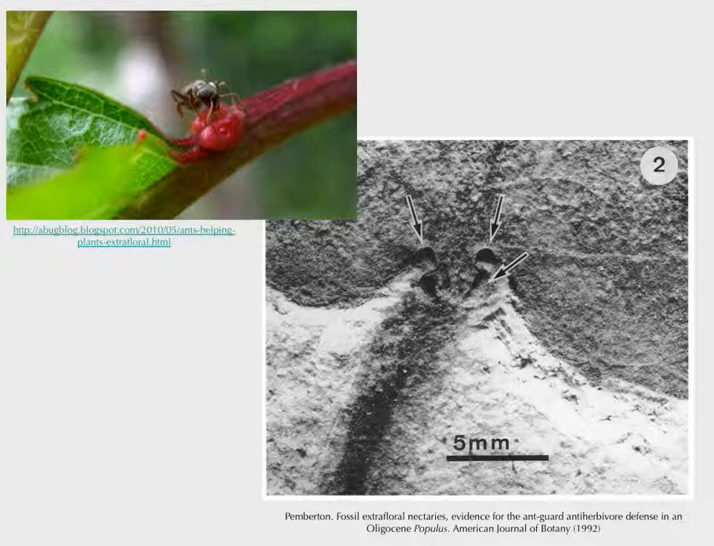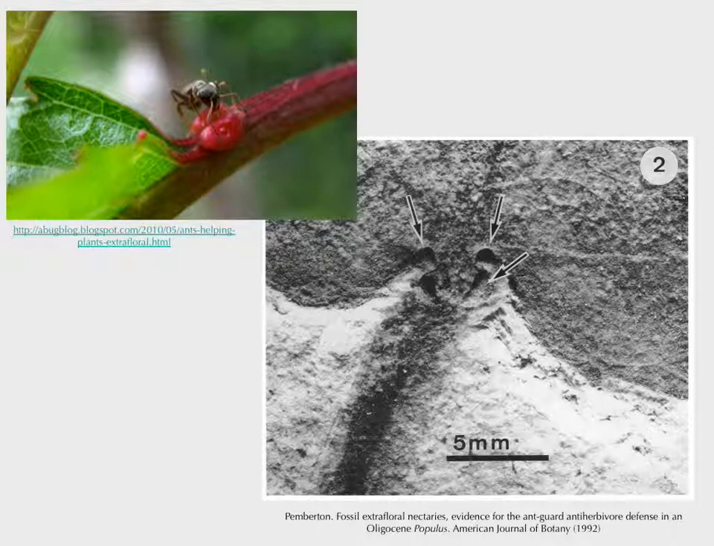You're right. So plants produce nectar in flowers, but they also have what's called extrafloral nectaries. Nectar-producing parts that are outside the flower, extrafloral. And so here's one on one of its leaves. And you have fossils of plants too.